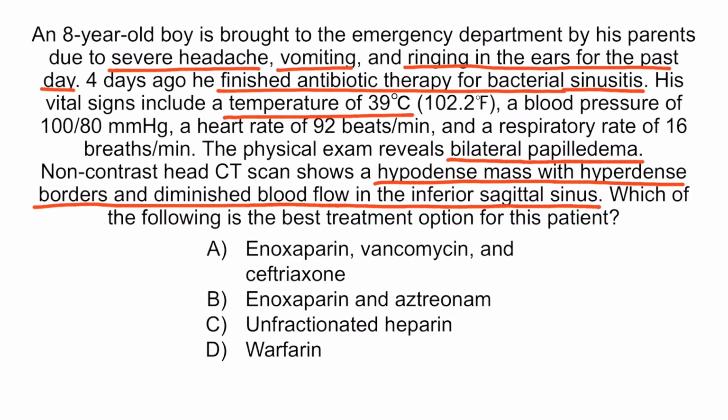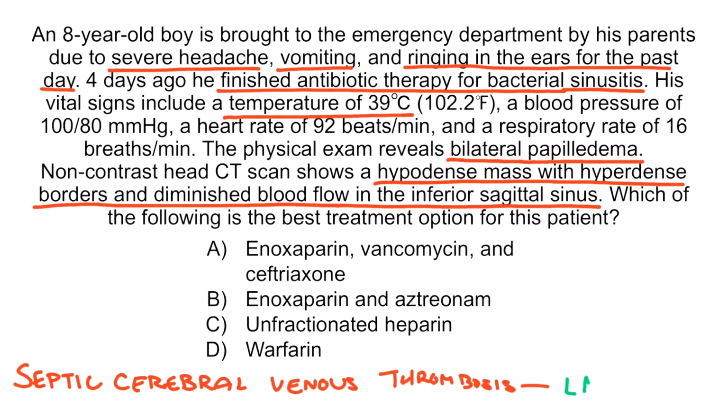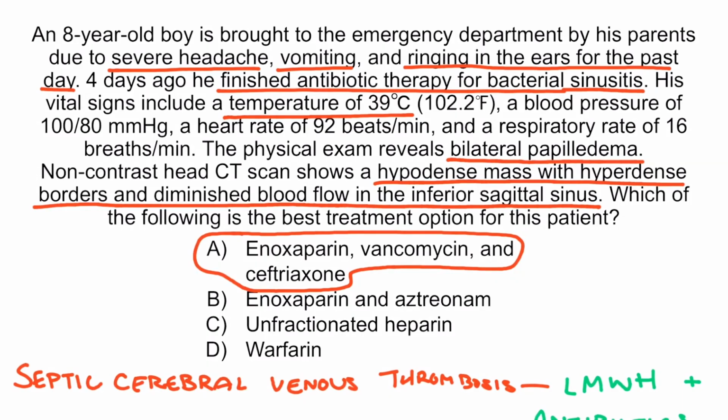This patient likely has a septic cerebral venous thrombosis due to contiguous spread of infection from the paranasal sinus. All patients with cerebral venous thrombosis should receive acute anticoagulation, preferably with low molecular weight heparin such as enoxaparin. Since this is a septic thrombosis, the patient should also receive the antibiotic coverage for staphylococcus and gram-negative bacteria. Vancomycin and ceftriaxone will be helpful in this case. Therefore, the patient should receive enoxaparin, vancomycin, and ceftriaxone. The correct answer is option A.